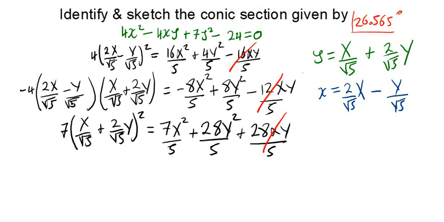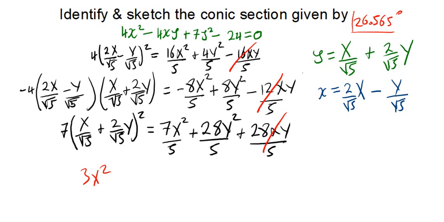I have positive 16 minus 8 plus 7. I end up with 15. So I'm supposed to say 15x² divided by 5, but I can simplify. I say 15 divided by 5, I get a 3. So this is simply 3x².